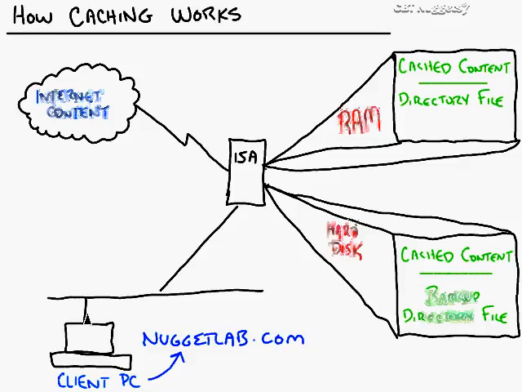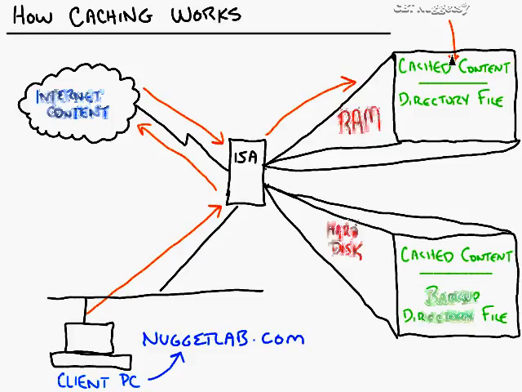So it's going to come up here to the ISA server, because that's its default gateway, and say, I need this content. Now the ISA server will look in its cache, and if it's not there, it's going to retrieve that from the internet. Now when it comes back, the ISA server will initially store that content in its RAM. You notice that I have my RAM and hard disk breakouts of the ISA server. And cache content is stored in the memory.